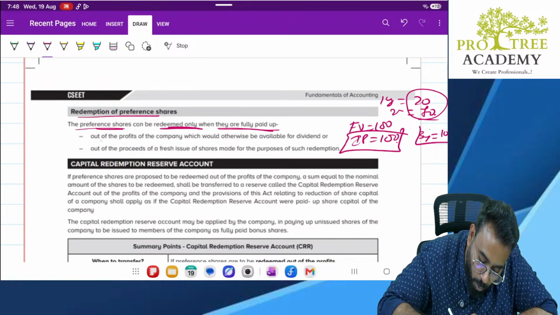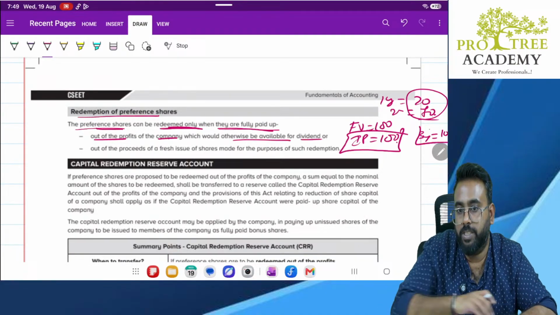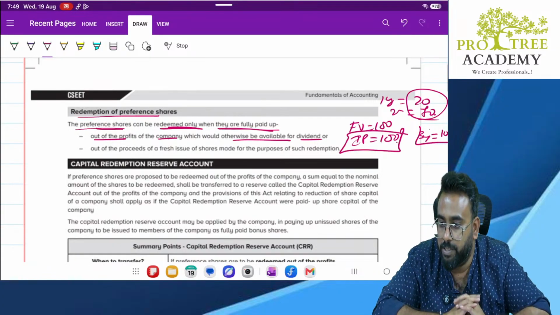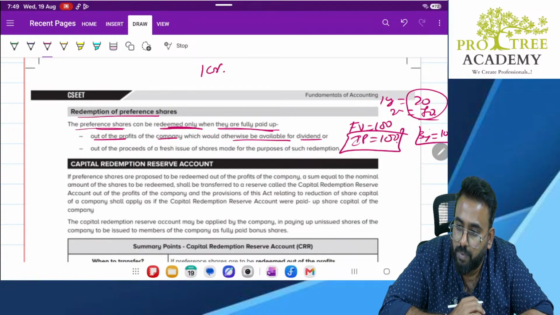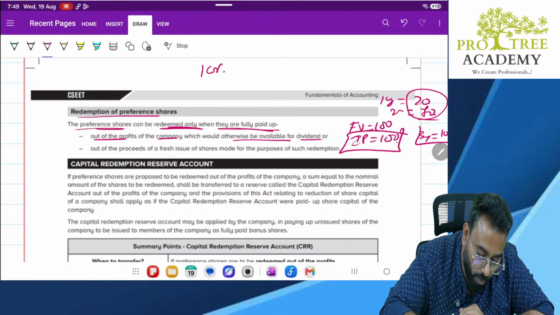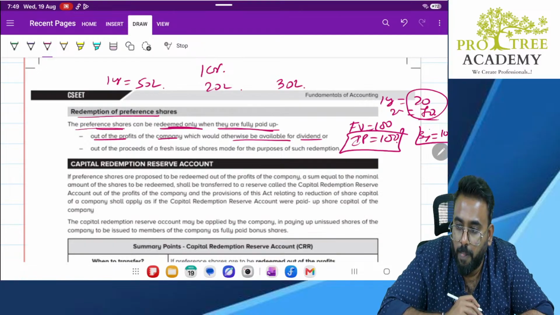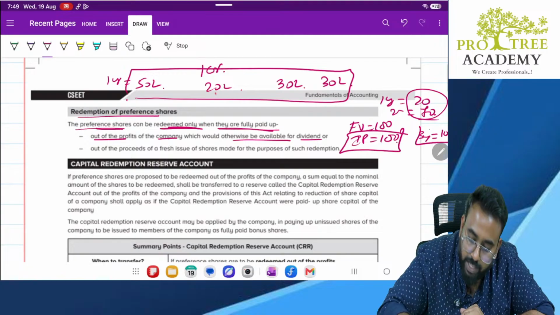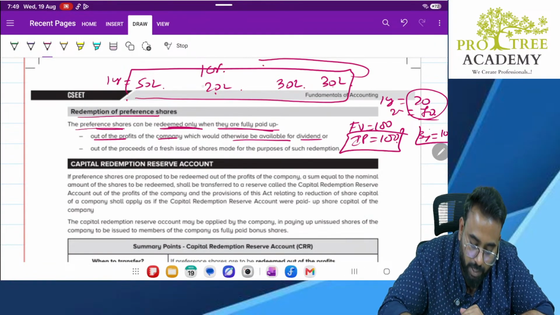2 ways. Out of the profits of the company, which should be otherwise available for dividend. Out of the profits andre eno, if company has generated good profit, from that profit you can redeem the preference shares. Clear? Suppose I have 1 crore preference shares which I need to repay. Now year 1 I made a profit of say 50 lakhs, year 2 20 lakhs, year 3 30 lakhs, year 4 30 lakhs. Do I have sufficient profit to repay 50 plus 20 plus 30 plus 30? I have. So I can repay this preference shareholders from the profits.